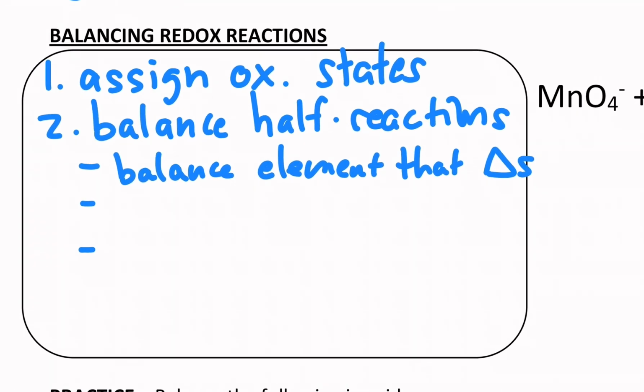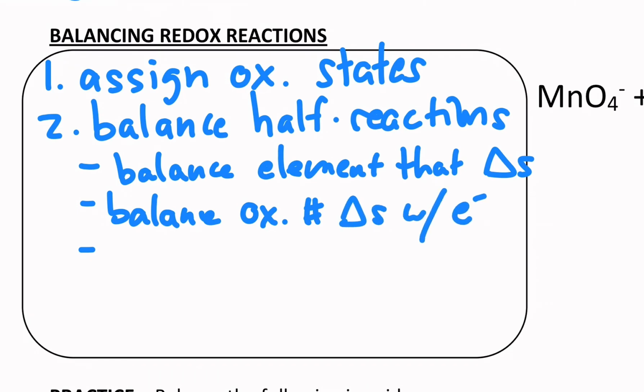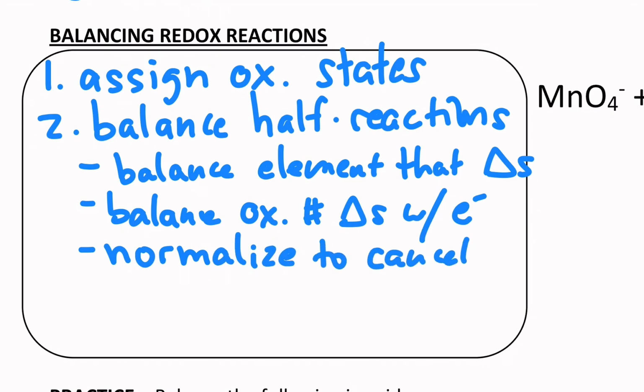Step 2, balance oxidation number changes with electrons. And that sounds a little strange. I'll show you what I mean. It'll make more sense when we actually do it. And then you normalize to cancel electrons. You'll never have net electrons in the reaction.